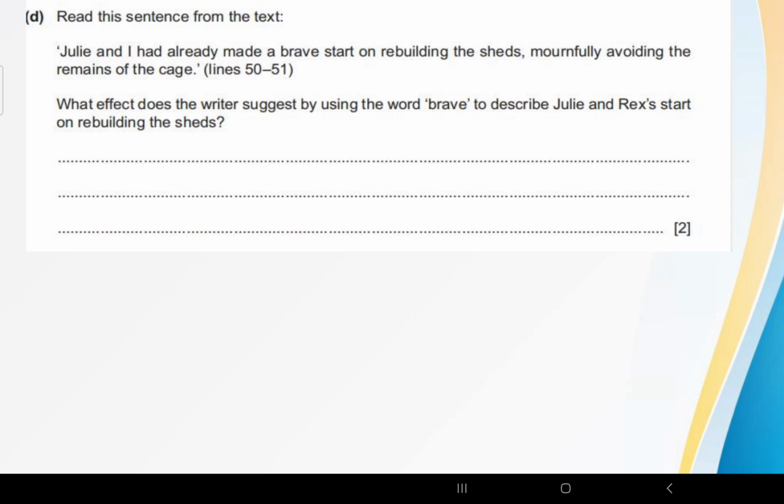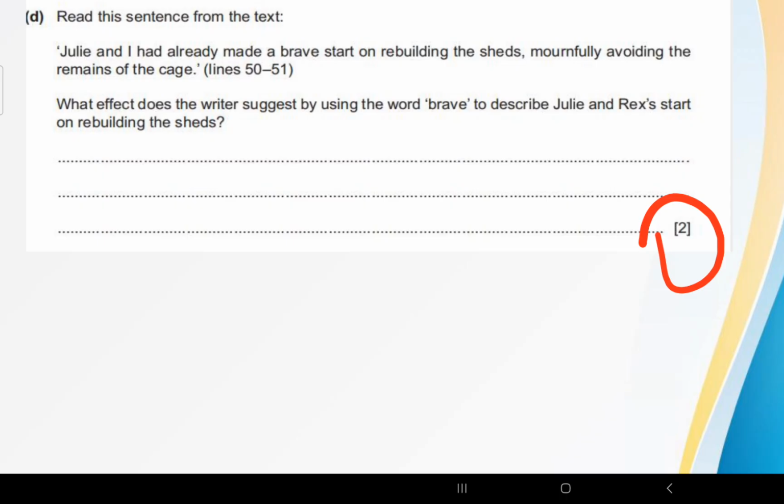Part D. Now read this sentence from the text, and remember this question has 2 marks. Julie and I had already made a brave start on rebuilding the sheds, mournfully avoiding the remains of the cage. The question is, what effect? Basically, if you remember, you used to do those explanations with reference to the context, or tashri questions in your Urdu. So this is something like that, explaining what the writer or poet is trying to say. Just keep that in your mind also.